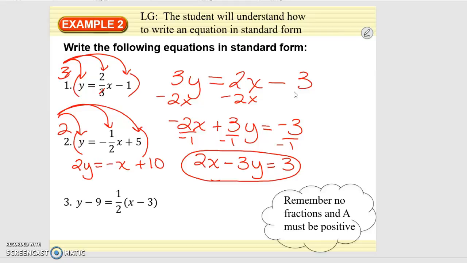Okay? Then now I need to move the x over. So all I have to do is plus x to each side. And now my x is positive, which is what I needed anyway. So now I have x plus 2y equals 10. And that's it.